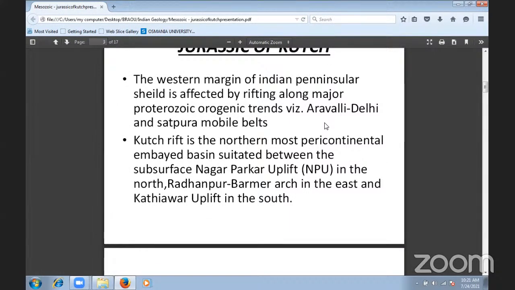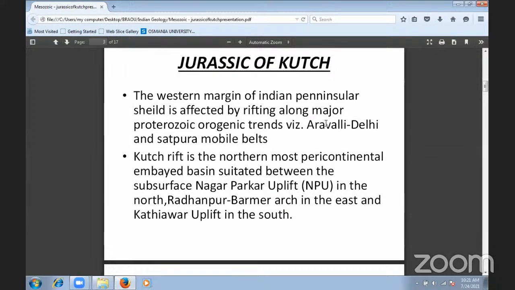The western margin of the Indian Peninsula is still affected by the rifting along the major Proterozoic orogenic trends like Aravalli, Delhi, and Satpura mobile belts. The Kutch Rift is the northernmost pericontinental embayed basin and is situated between the subsurface Nagar Parkar uplift, called NPU, in the north, Radhanpur Barmer arch in the east, and Kathiawar uplift in the south.